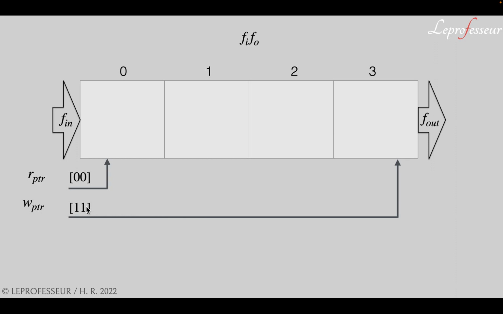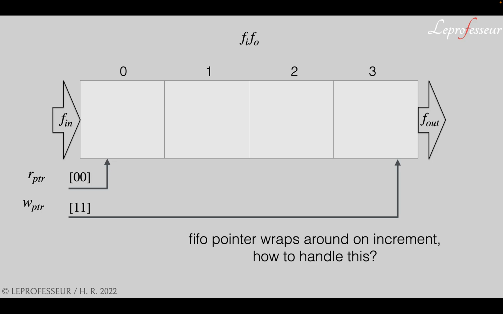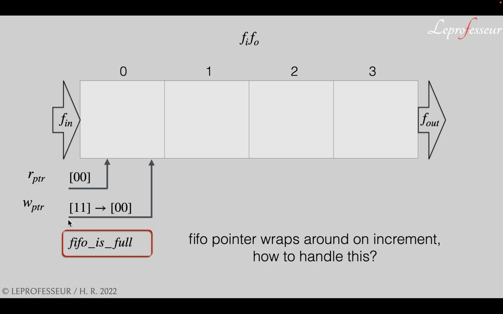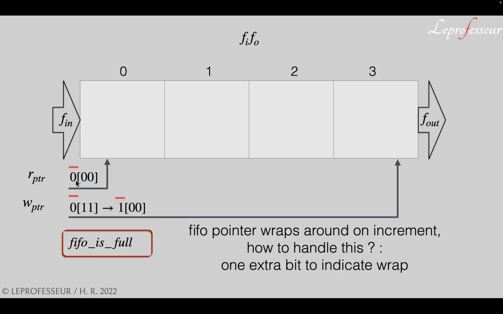Now, what happens when you reach the last entry? When you increment the write pointer, it will wrap around, and when it wraps around, the FIFO is also full. So how do we handle this situation? What if we have one extra bit? You can call it the MSB of the read and write pointer, one extra bit to indicate the wrapping around operation, or some people may call it the direction when it is going full or empty, whatever way you want to refer to it, but just one simple extra bit.